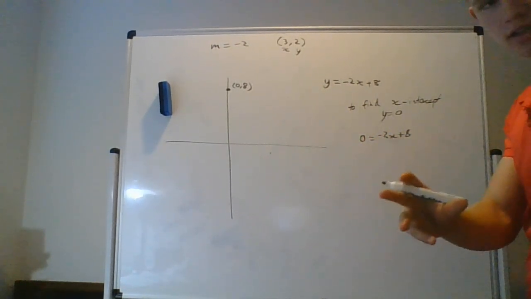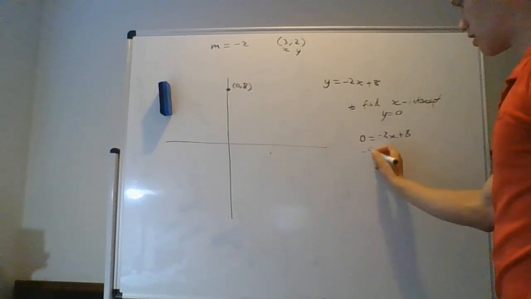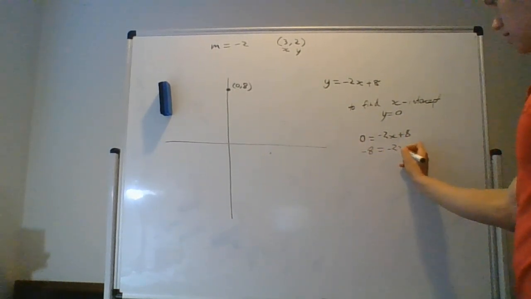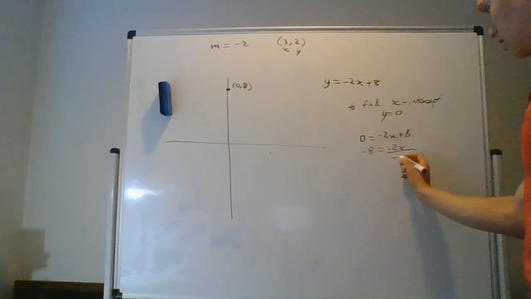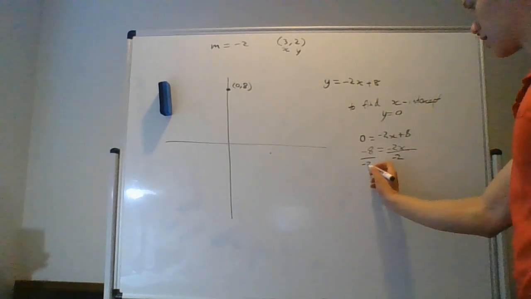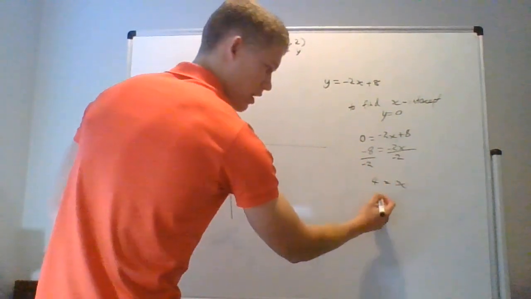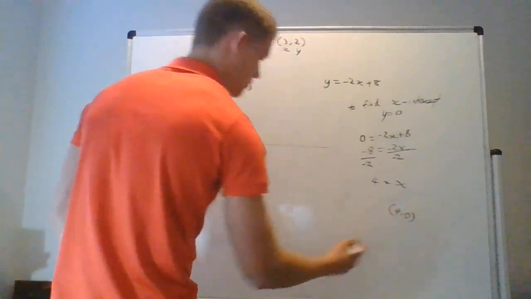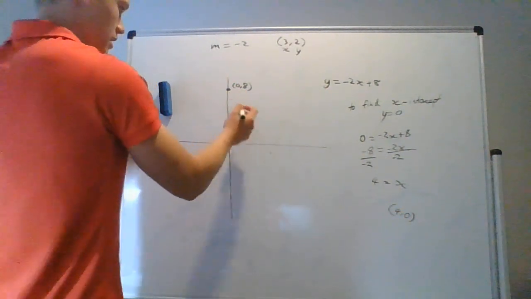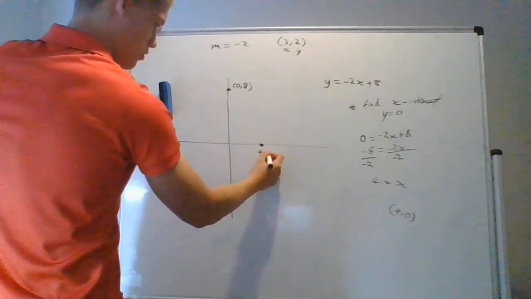And now we make x the subject of the formula. So we minus 8 off each side to give us -8 equals -2x. And now we want x by itself, so we divide by -2 on both sides, and 4 equals x. Therefore, the x-intercept is (4, 0). So it's going to cut here at (4, 0).